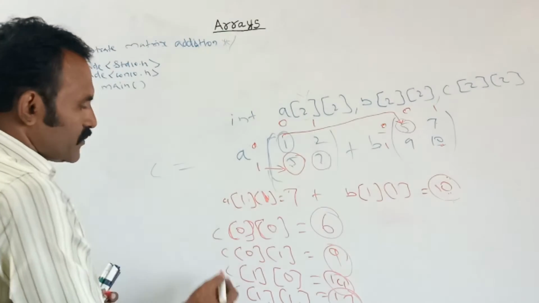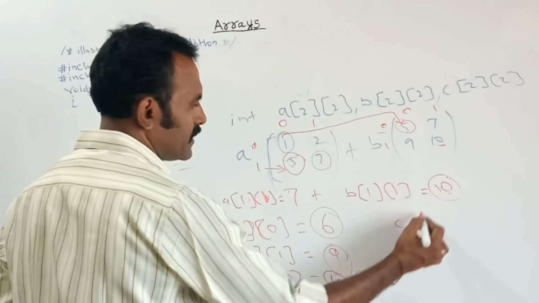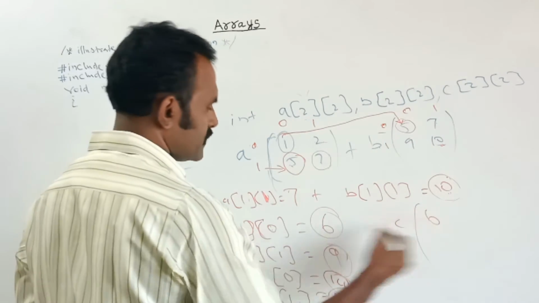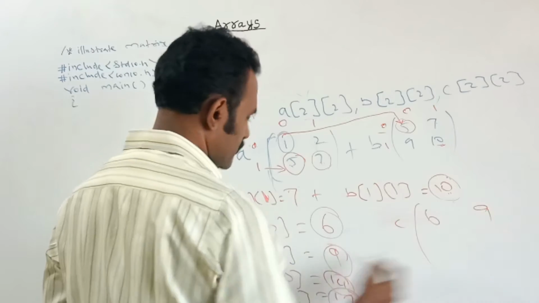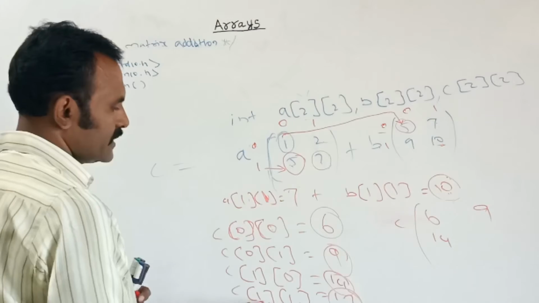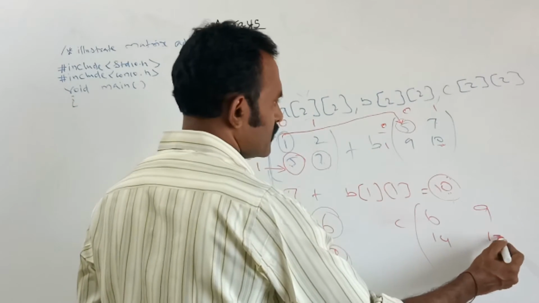So finally we should print this C matrix like this. See, this is the answer. It should be printed like this. C is equal to: 0th row 0th column is 6, 0th row first column is 9, first row 0th column value is 14, and C of first row first column, the value is 17.